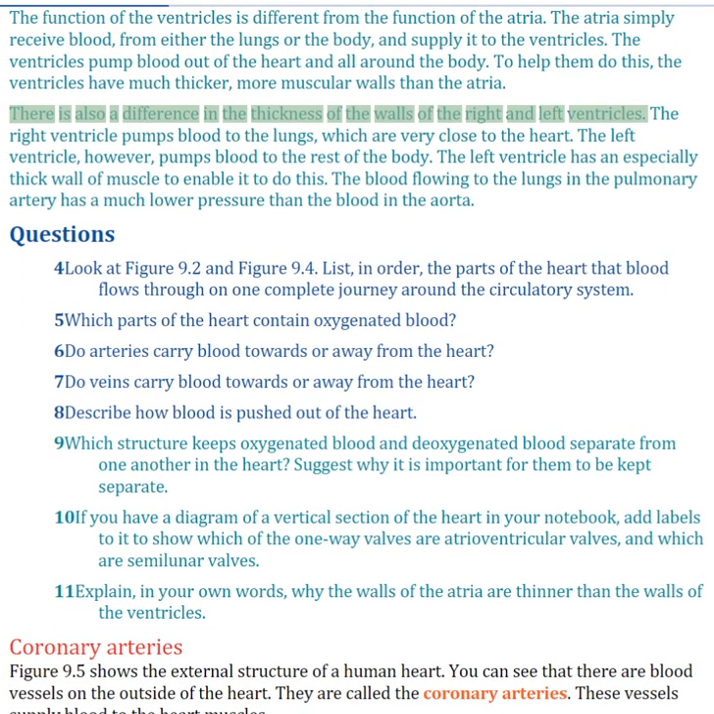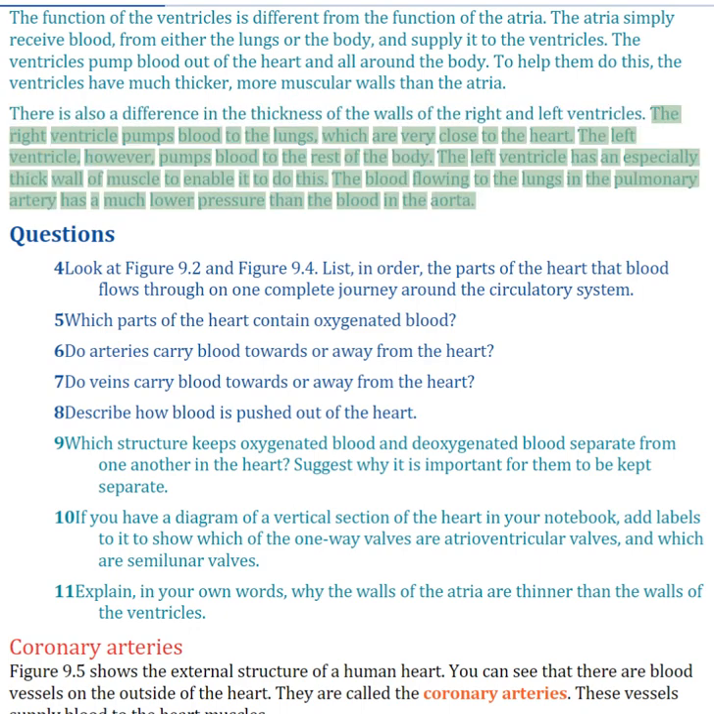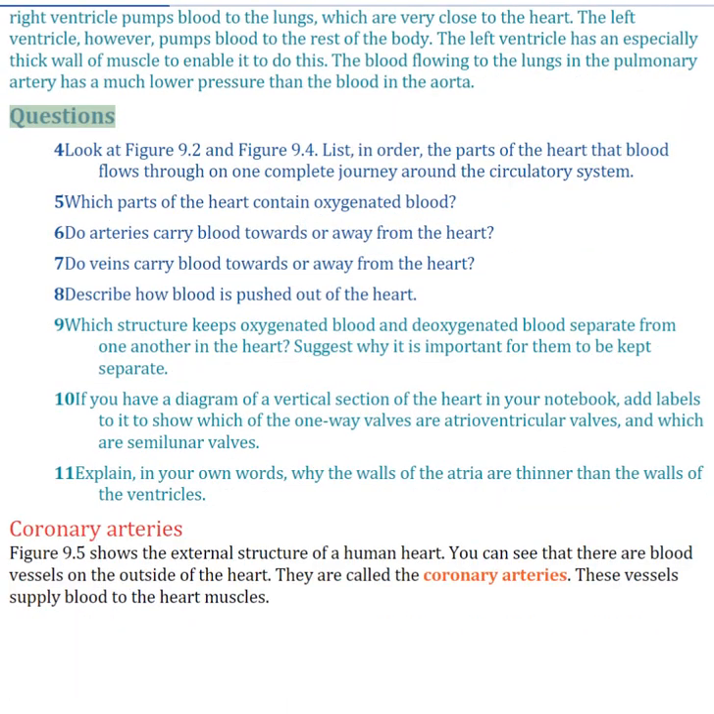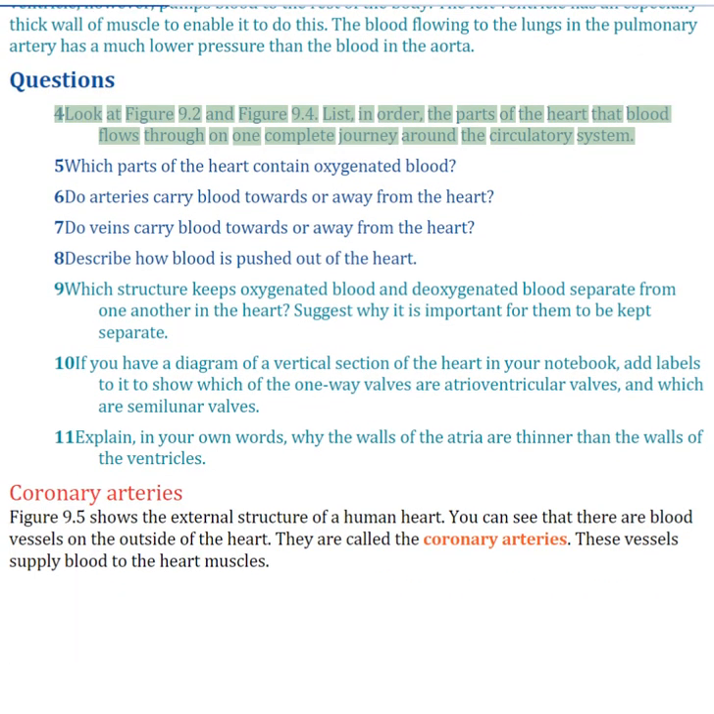There is also a difference in the thickness of the walls of the right and left ventricles. The right ventricle pumps blood to the lungs, which are very close to the heart. The left ventricle, however, pumps blood to the rest of the body. The left ventricle has an especially thick wall of muscle to enable it to do this. The blood flowing to the lungs in the pulmonary artery has a much lower pressure than the blood in the aorta.